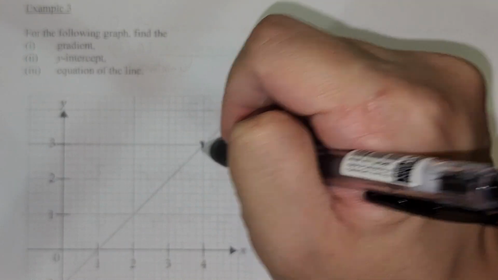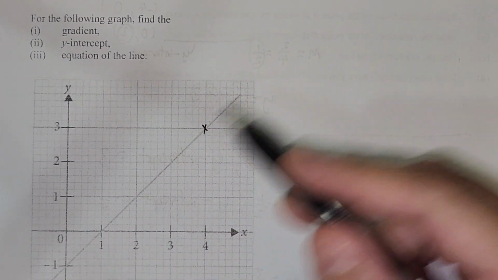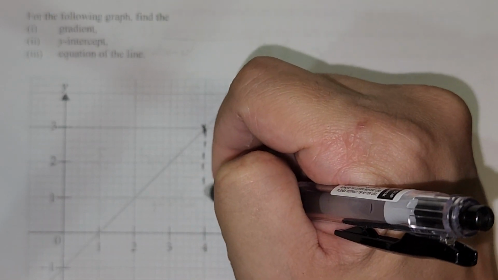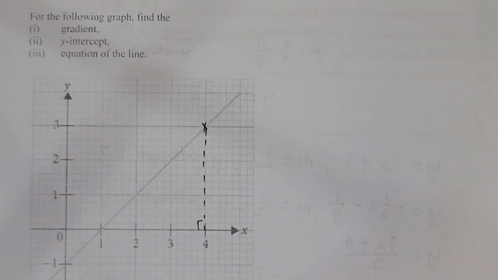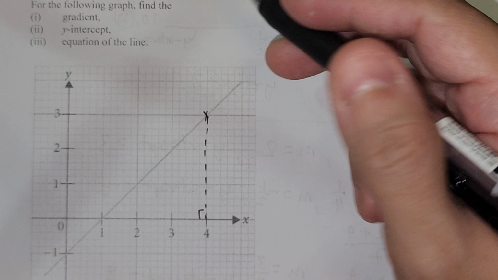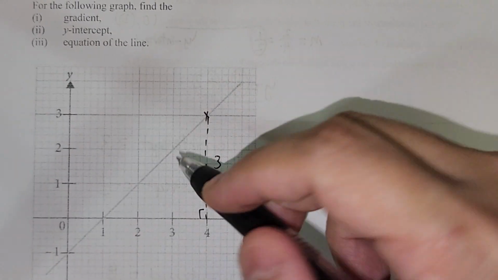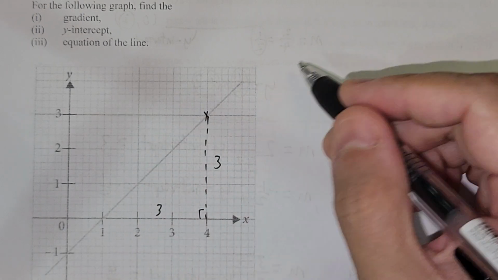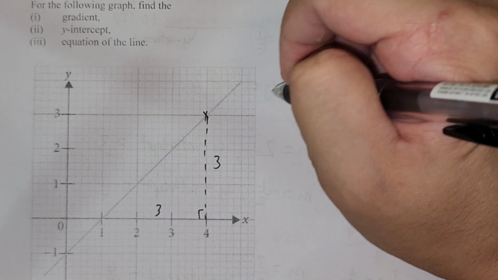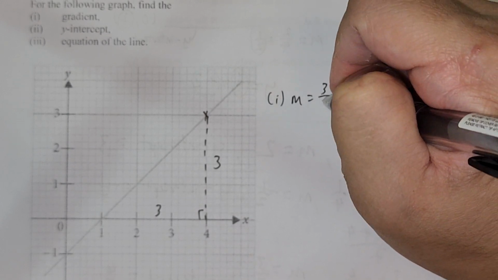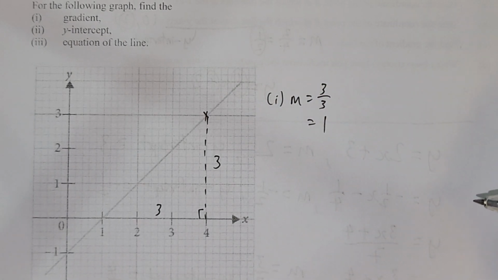Same thing, I have to find 2 points. From the triangle, we calculate my height. In this case, my height is from 0 to 3, which is 3. My base is from 1 to 4, which is also 3. It's going upwards, so it's positive. So my gradient for part 1 is 3 over 3, which is 1.